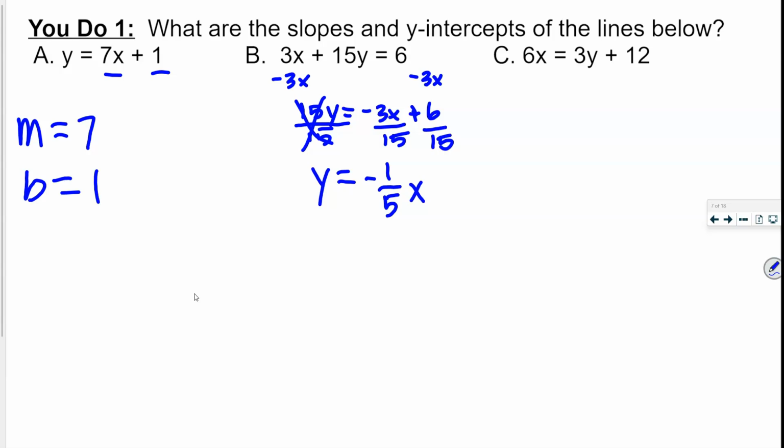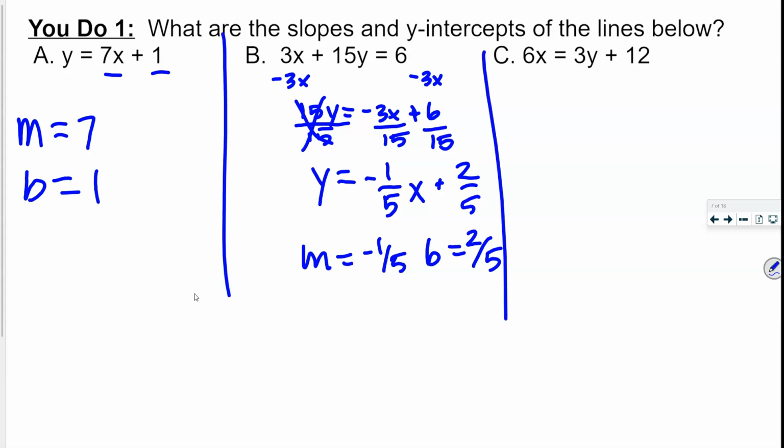And then what goes into both 6 and 15? Let's think of a factor. 3, right? Okay, so this is going to be plus 2/5. So our m is going to be negative 1/5. Our b is going to be 2/5. Okay?